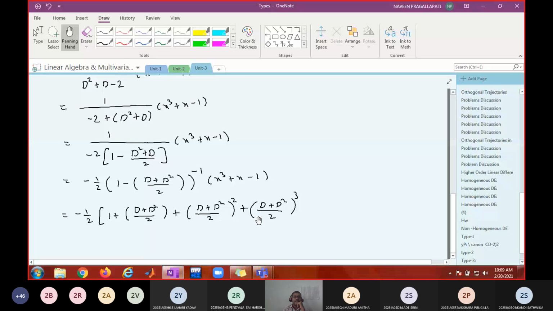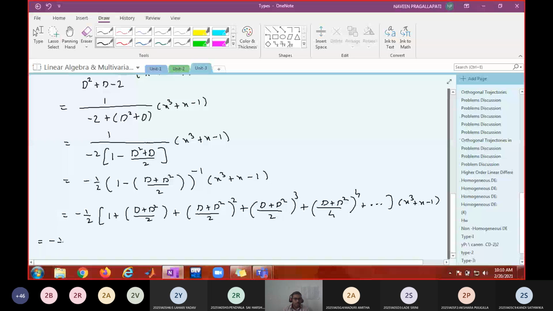So I need to write one more term, right? But after that I don't need to write the remaining terms, because d plus d square by 2 whole power 4 is going to be higher order. This will not contain d cube. Everything will be higher powers of d only, more than 3 power. Therefore, all these terms, when operated on x cube, are going to be 0. Right? Now you just collect the terms, you collect the powers of d less than or equal to 3. If the powers of d is greater than or equal to 4, you simply omit it.